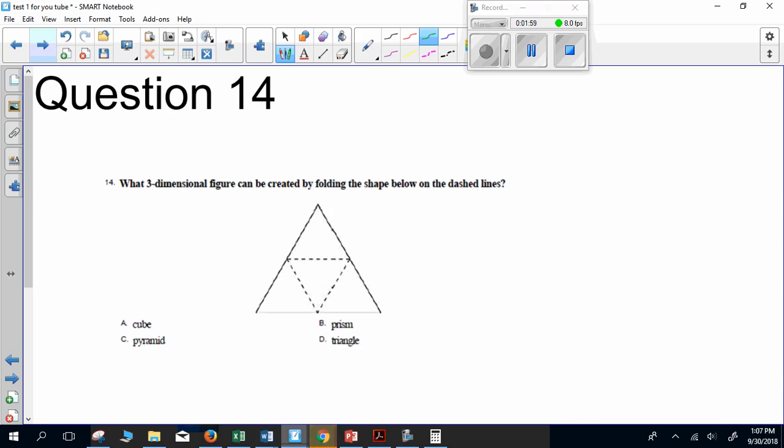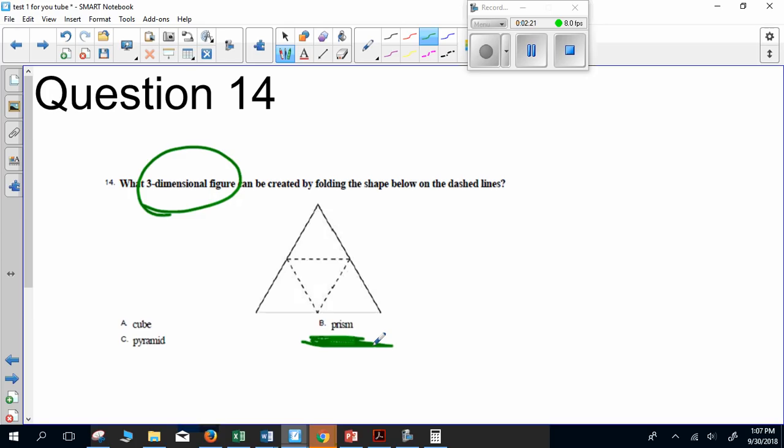Okay, number 14. What three-dimensional figure can be created? So three-dimensional figures. A cube is a three-dimensional figure. A pyramid is a three-dimensional figure. A prism is a three-dimensional figure. A triangle is not a three-dimensional figure, so I do not include that one.